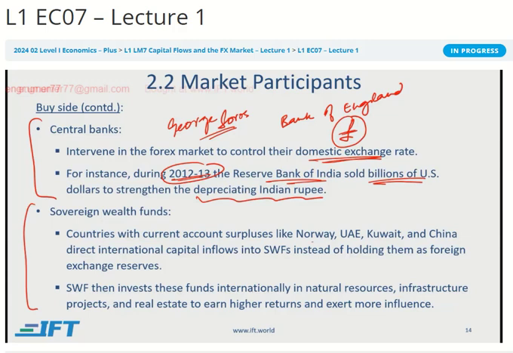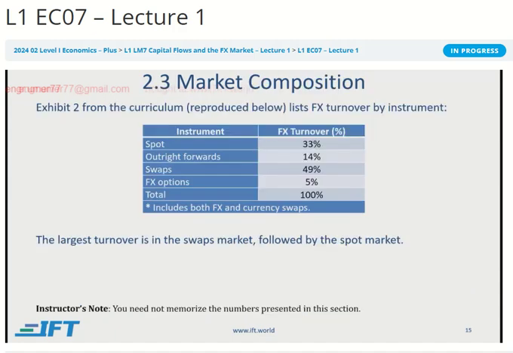So countries like Norway, UAE, and Saudi, of course, Kuwait, China, they have a lot of money as a country. So they have these wealthy sovereign wealth funds. And these sovereign wealth funds, of course, have to invest across the world in different types of investments, infrastructure projects, real estate, to earn returns and, of course, expand their influence. And naturally, they need currencies of all those countries in which they are going to invest in.